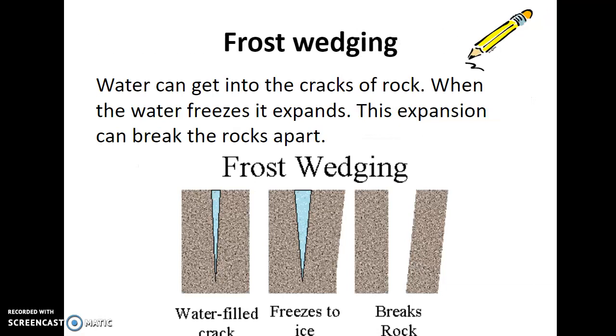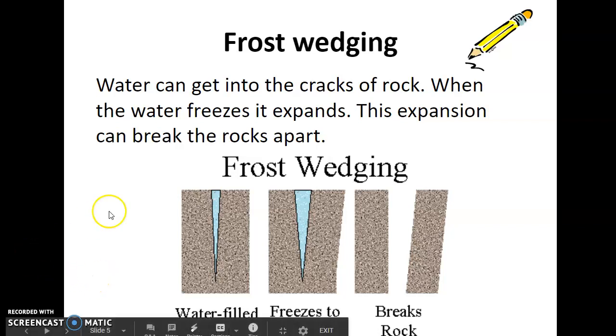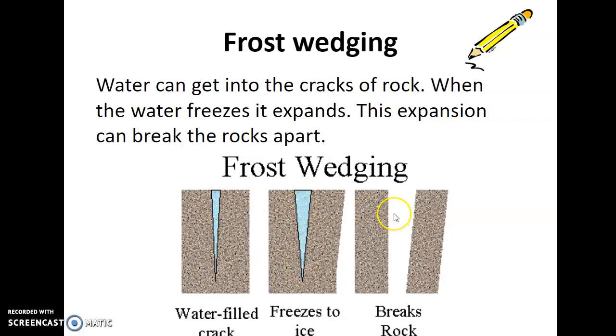So we're going to start with frost wedging. Frost wedging is when water gets into the cracks of a rock and then that water freezes and expands, and this causes the rocks to break apart. There's a diagram on this slide that shows you exactly what I just described. Water is filling in this crack, and when it freezes, water expands, and this causes the rock to break. So that is one form of mechanical or physical weathering.